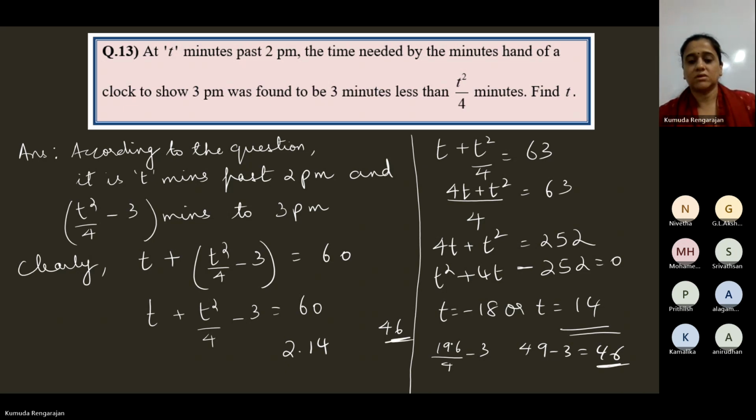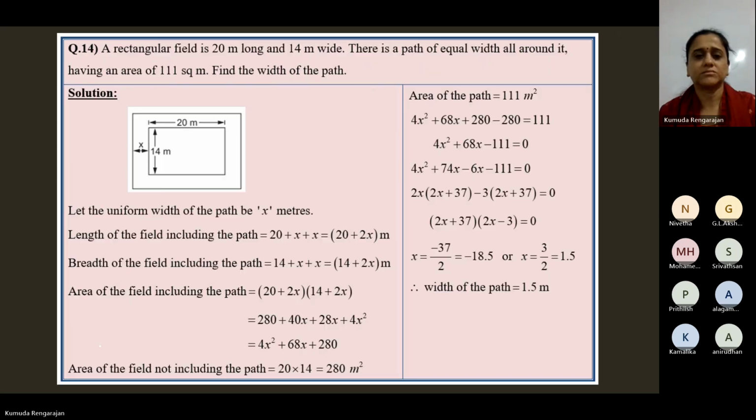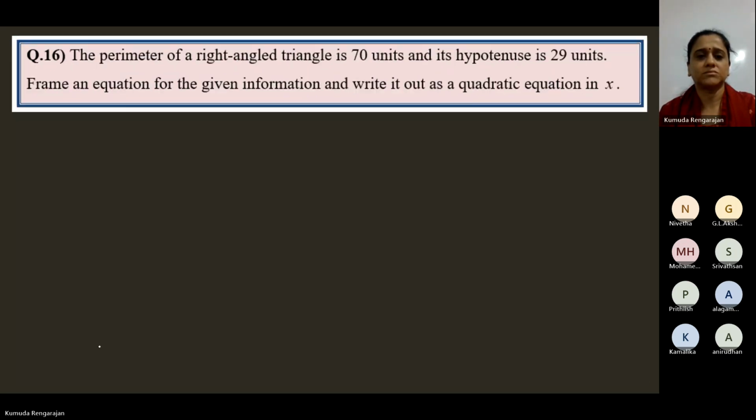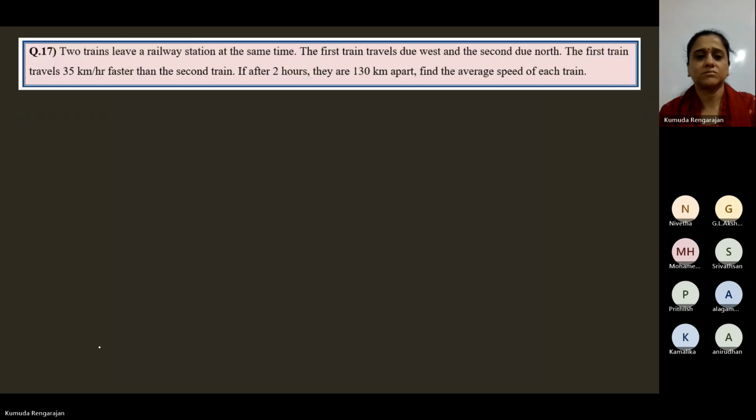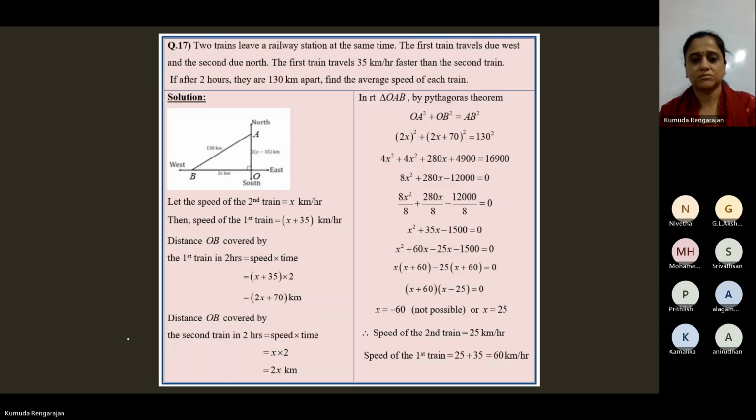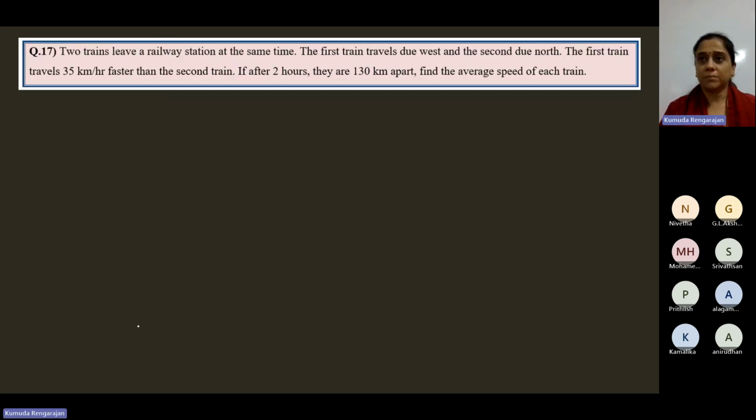46. It's now 2:14, so there are 46 minutes to 3. And that is T square by 4 minus 3. T square, 14 square, 196, by 4 is 49, minus 3, 46. Okay.